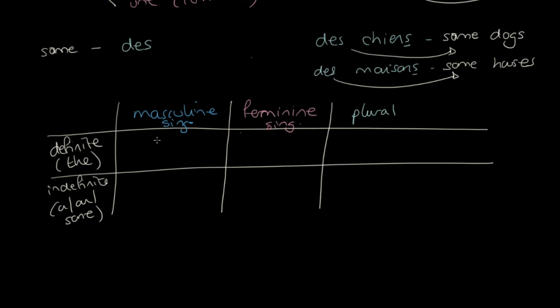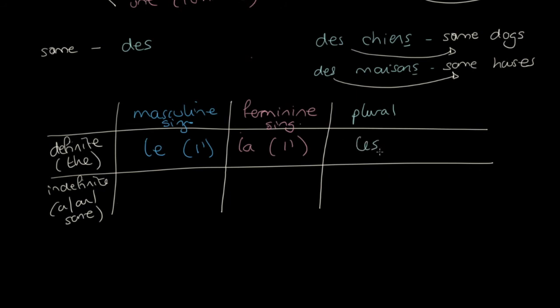Let's recap then. The word for the is le. Don't forget it can also be L apostrophe if the noun after it starts with a vowel or a silent H. Sorry guys, I'm really tickly throat this evening. La, feminine singular, again L apostrophe if the noun starts with a vowel or silent H, and our plural option, les.